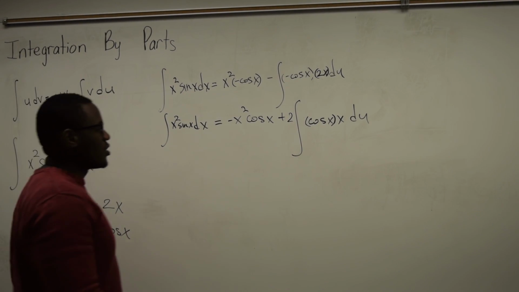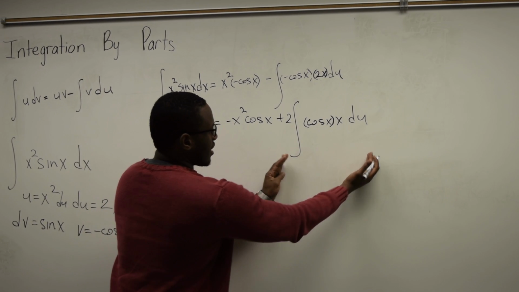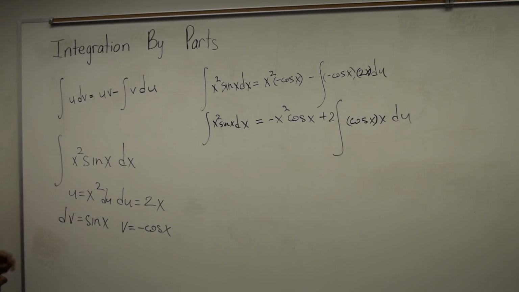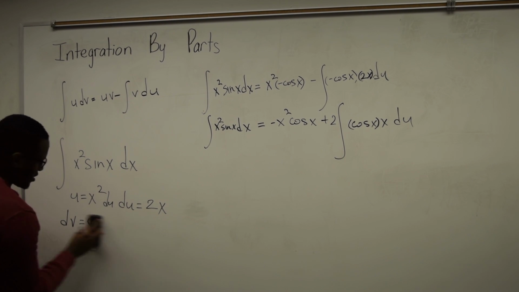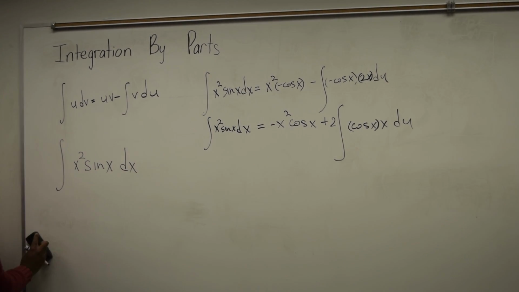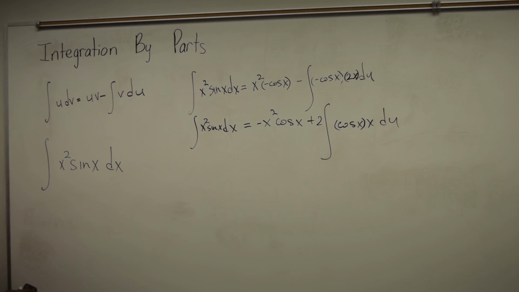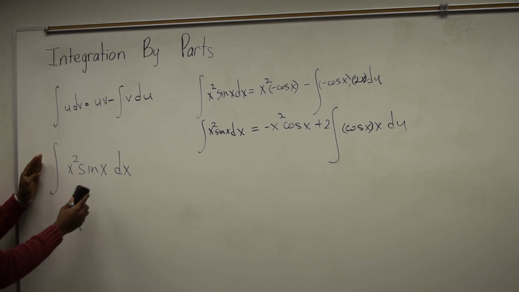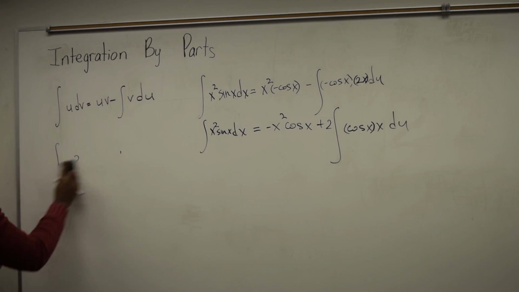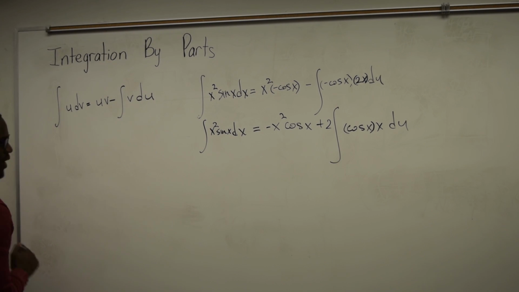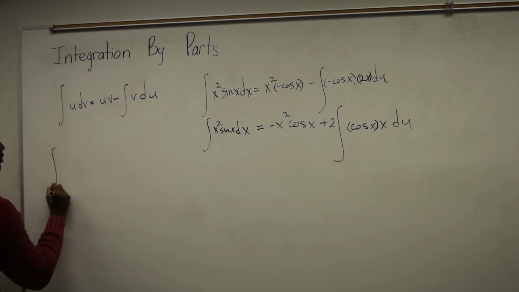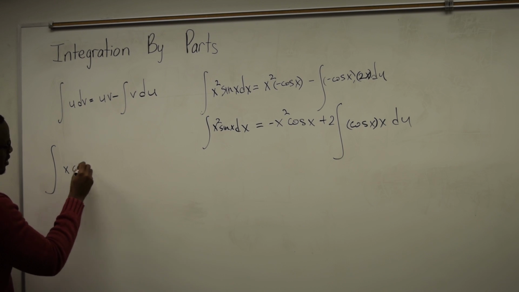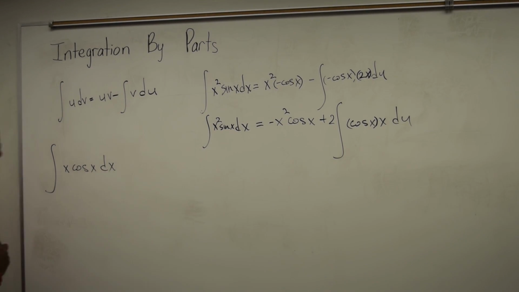So now we're going to use integration by parts again on this section. So I'm going to erase what we had before. And now I'm going to do integration by parts on this section right here. So I'll erase the section we worked on previously. Okay, so now we have the integral of, I'll rewrite it as x cosine x dx.